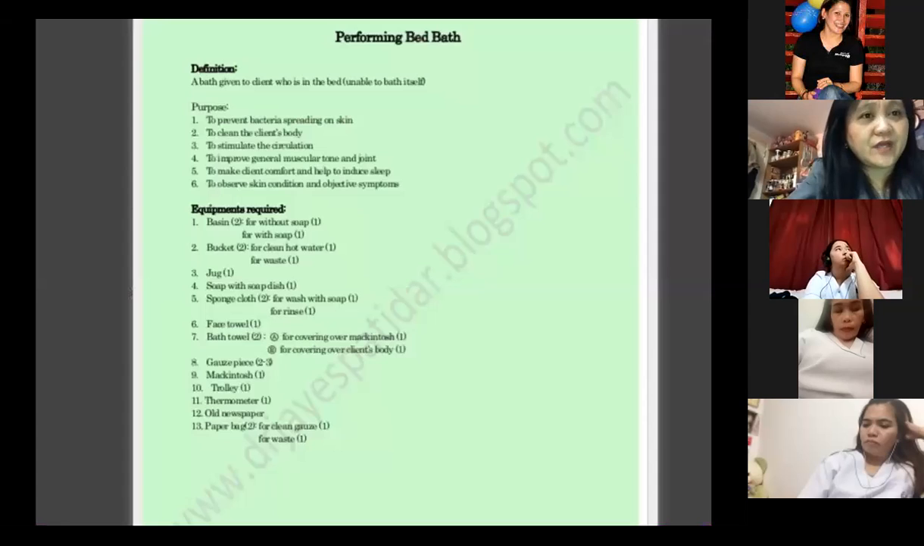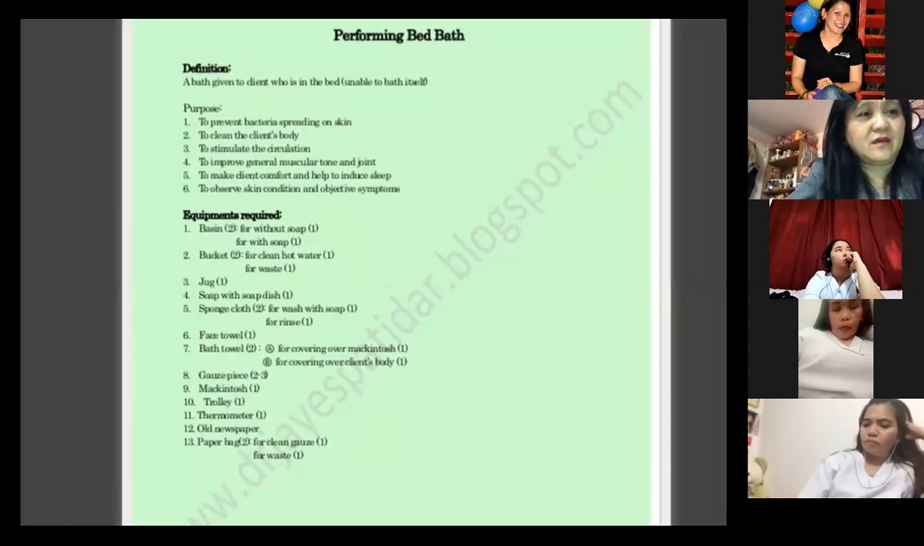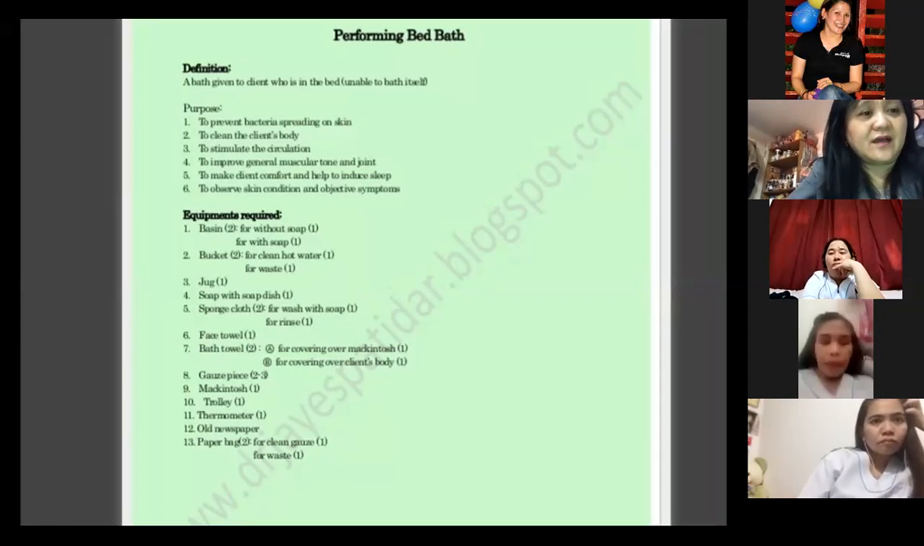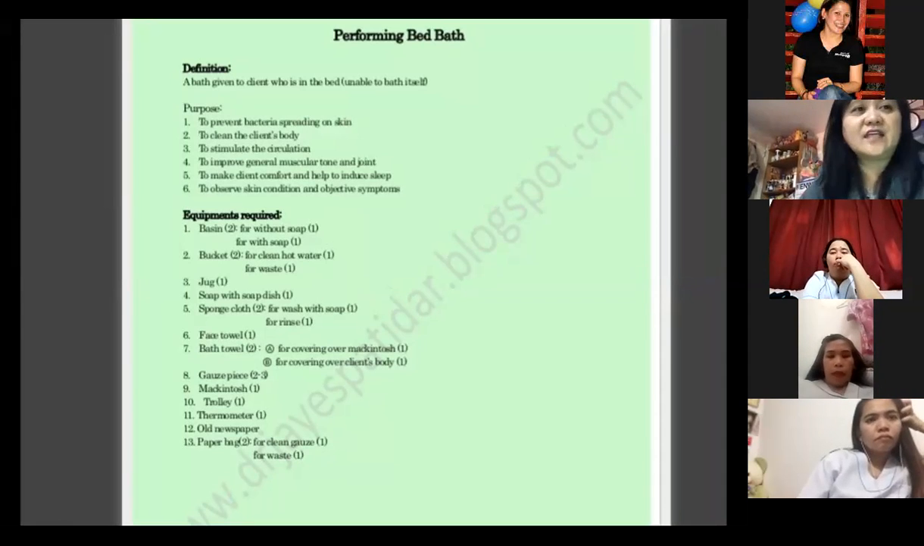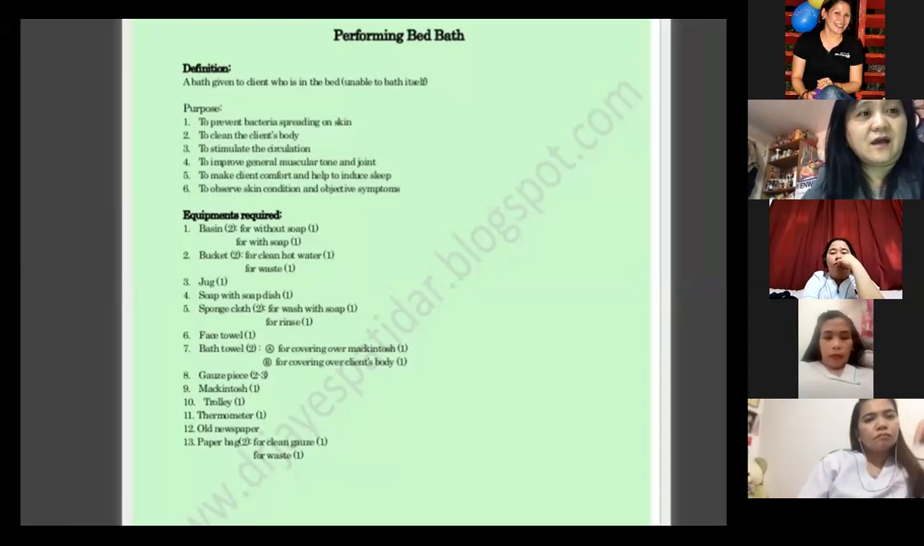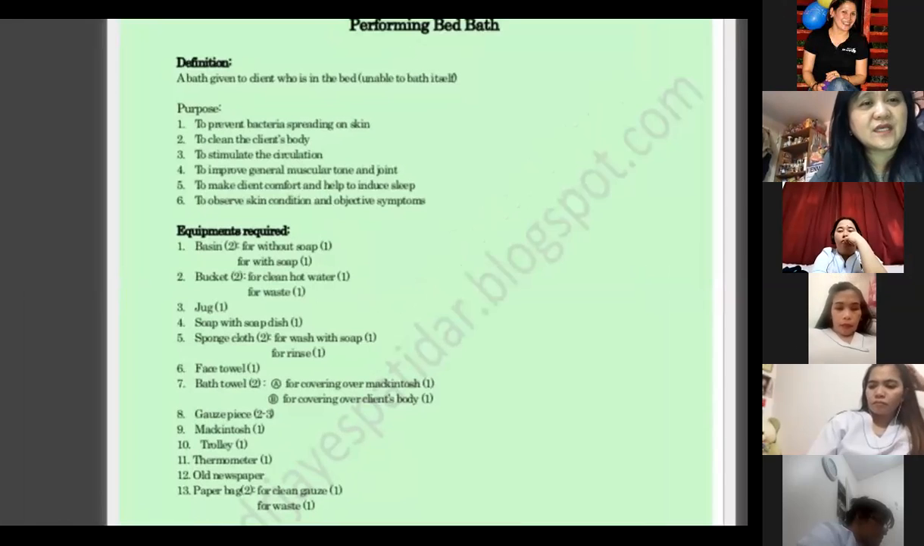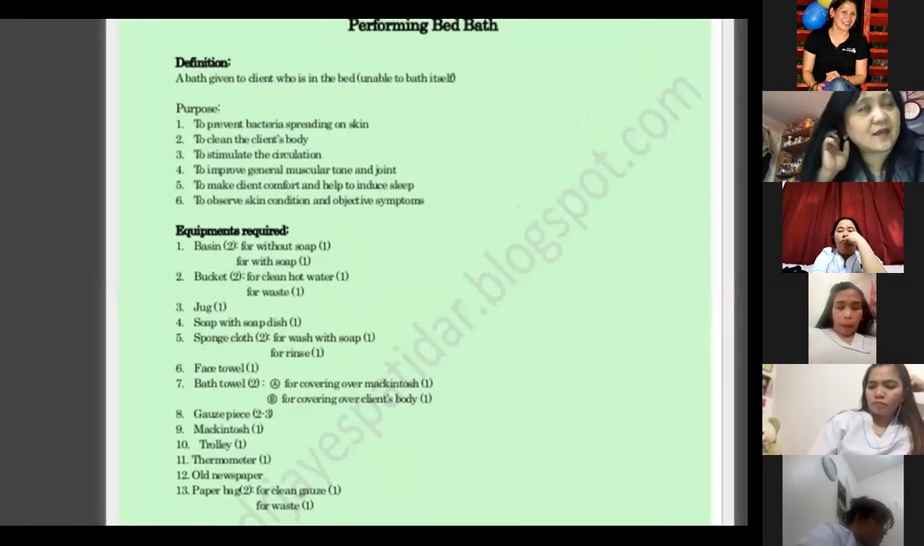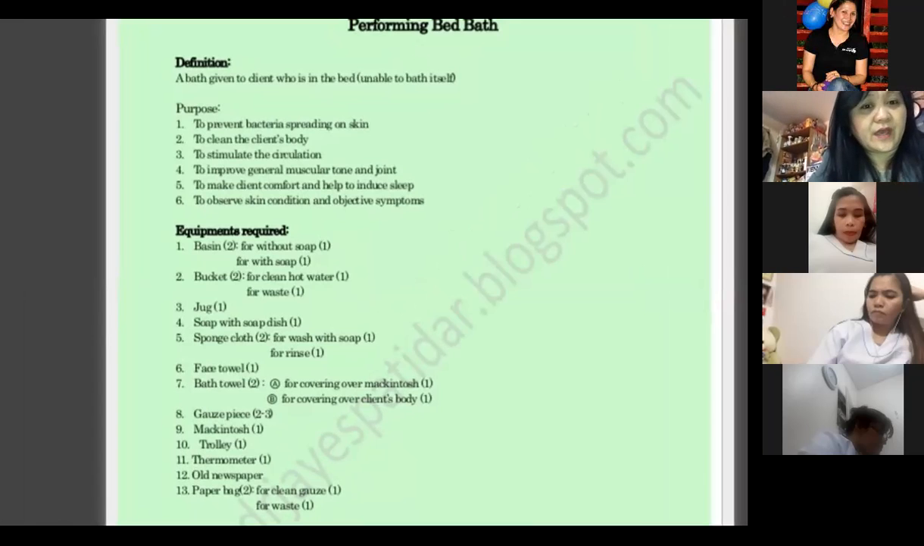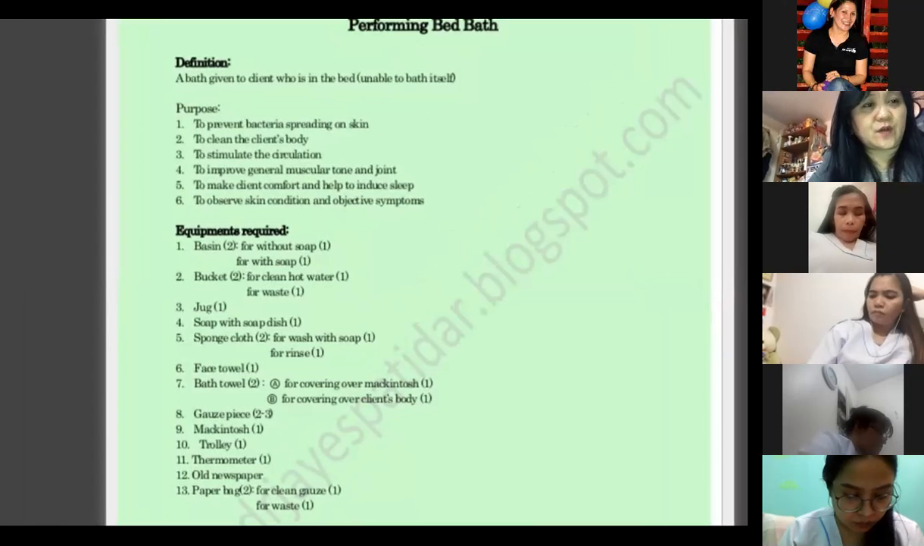Now, I have here how to perform a bed bath for the patient. We usually do this as a TPR and sponge bath for the patient. But I think we already tackled this in grooming and hygiene. But there are things that we have to do by actual demonstration. I just copied this, but we will do this later on. We will schedule it so we can do it actually.